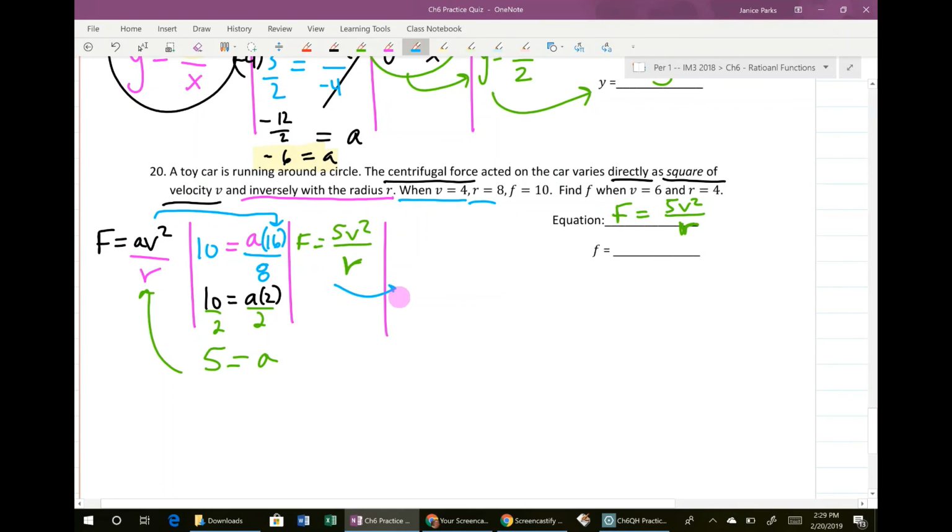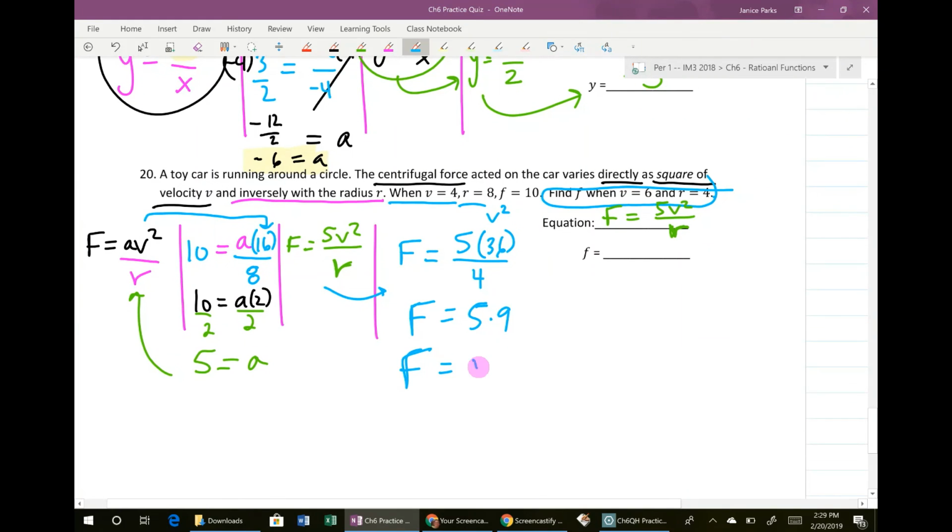And then the last thing is we're going to use that. Find F when v is equal to 6. So this is 36, because remember that's v squared. And r is equal to 4. So this part's 9. So this is 5 times 9, or you could do that all in your calculator if you want to. So this is 45. So 45, and then we need units of force since it's a word problem.